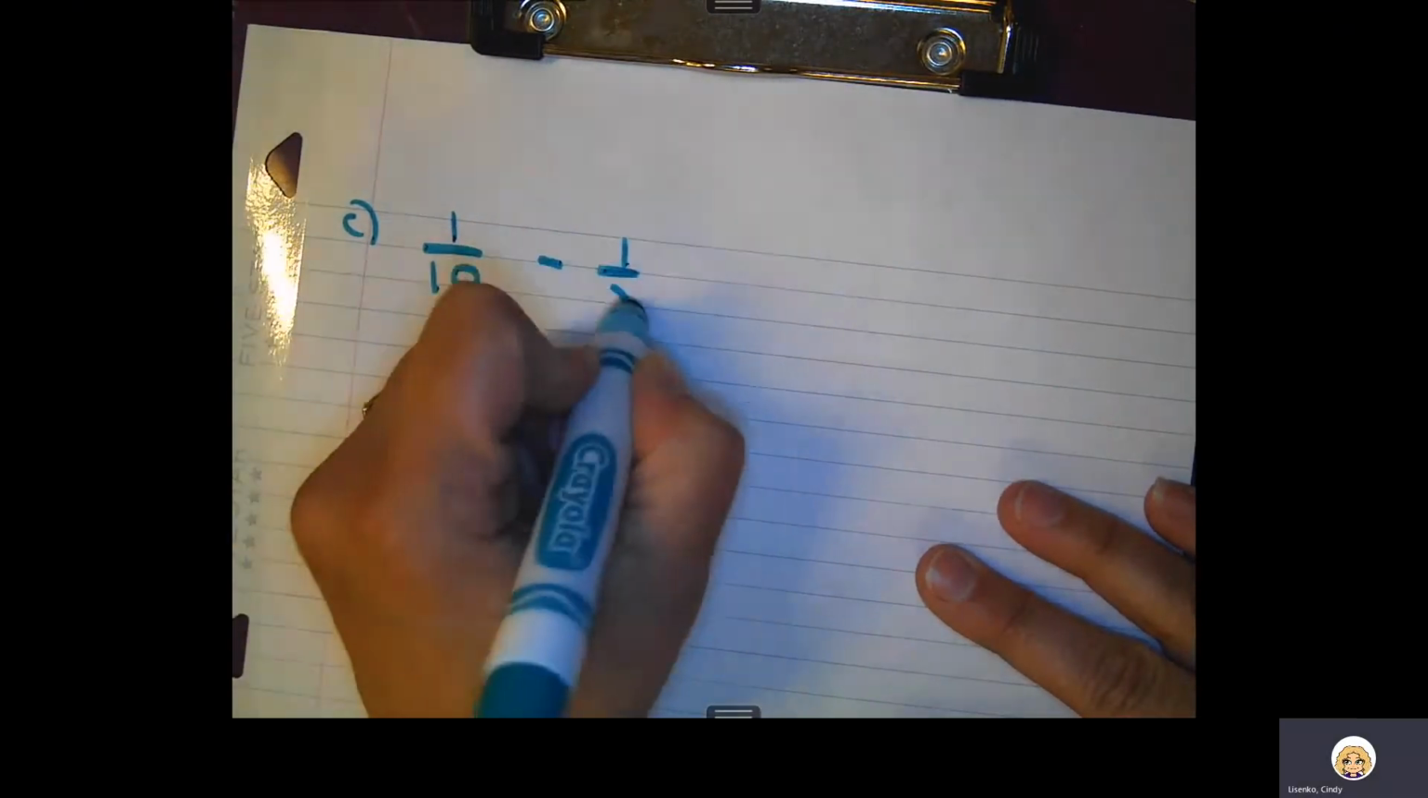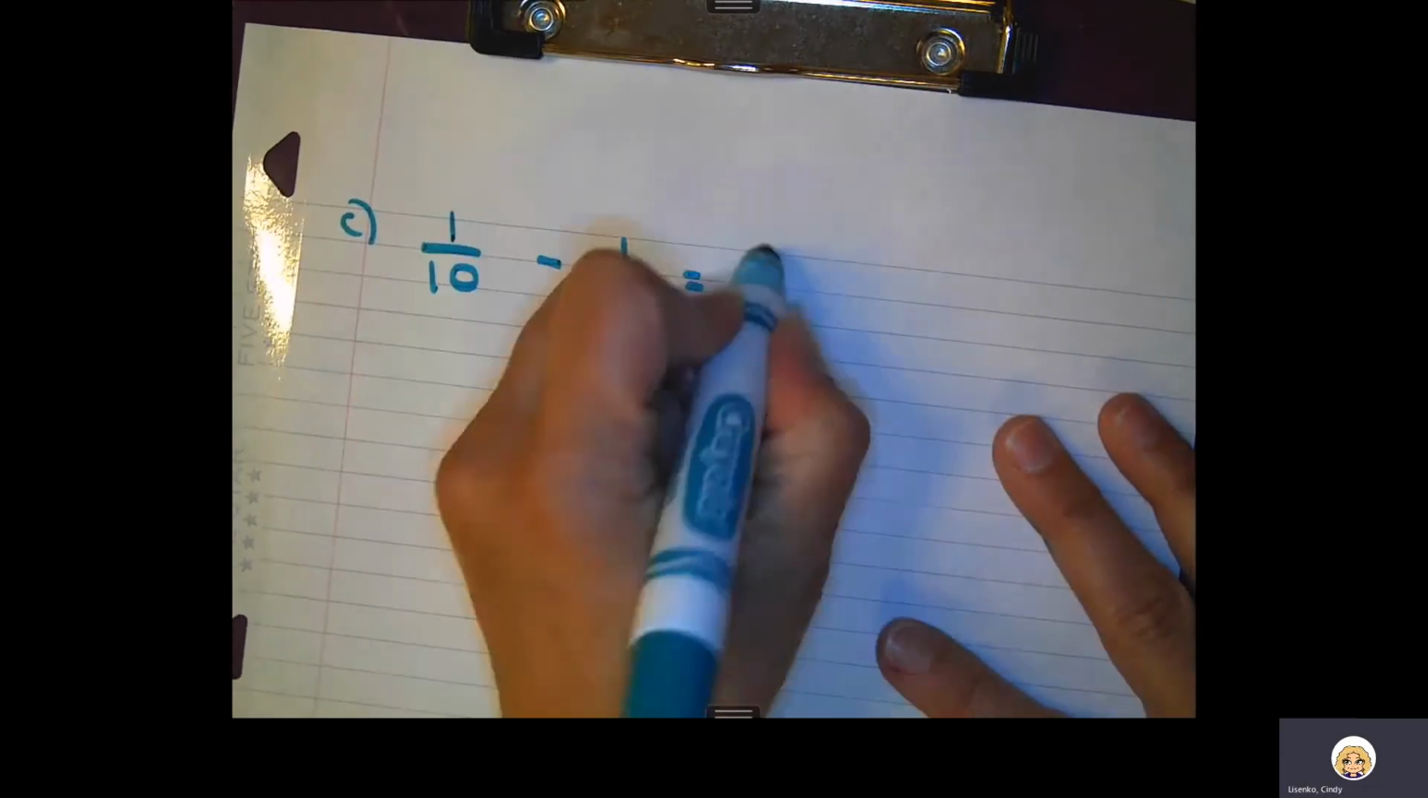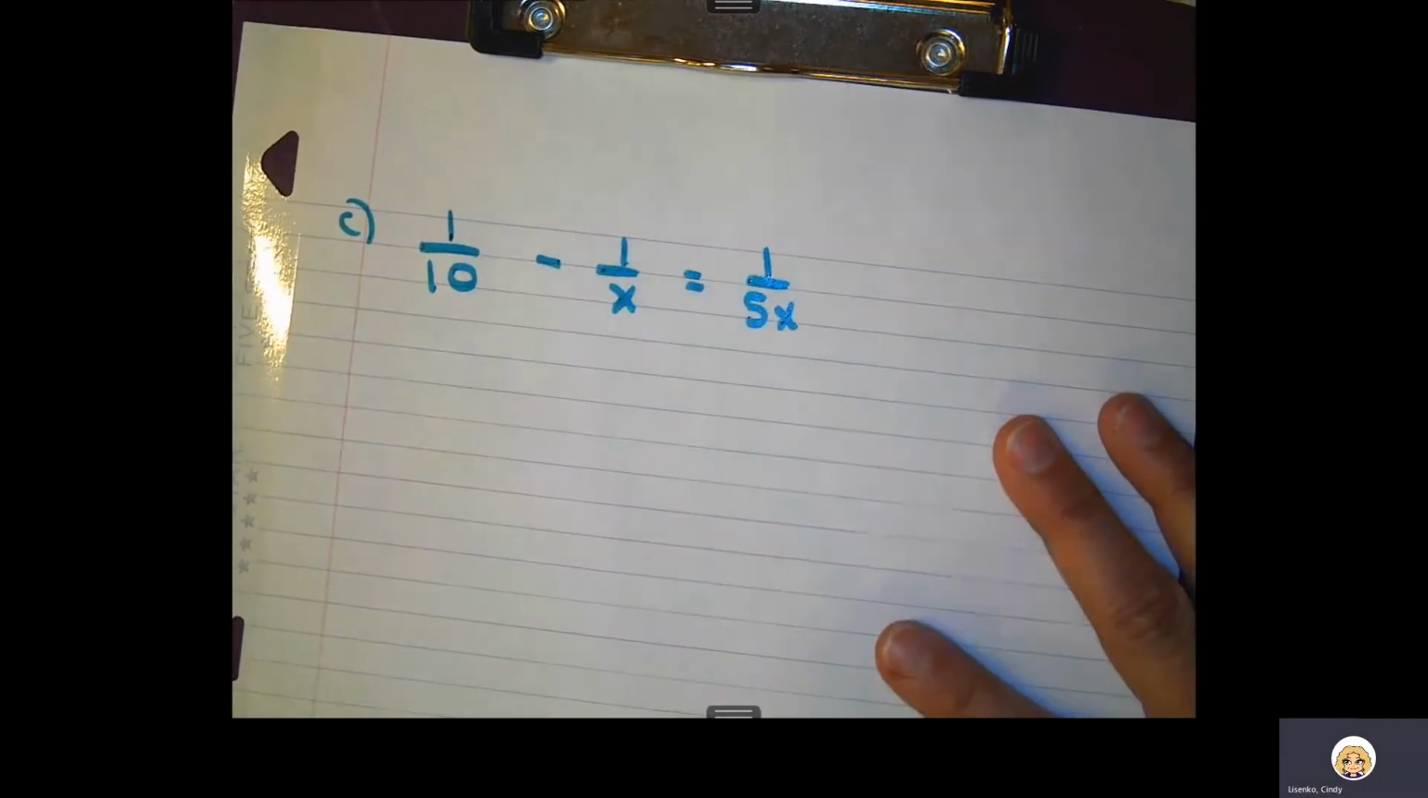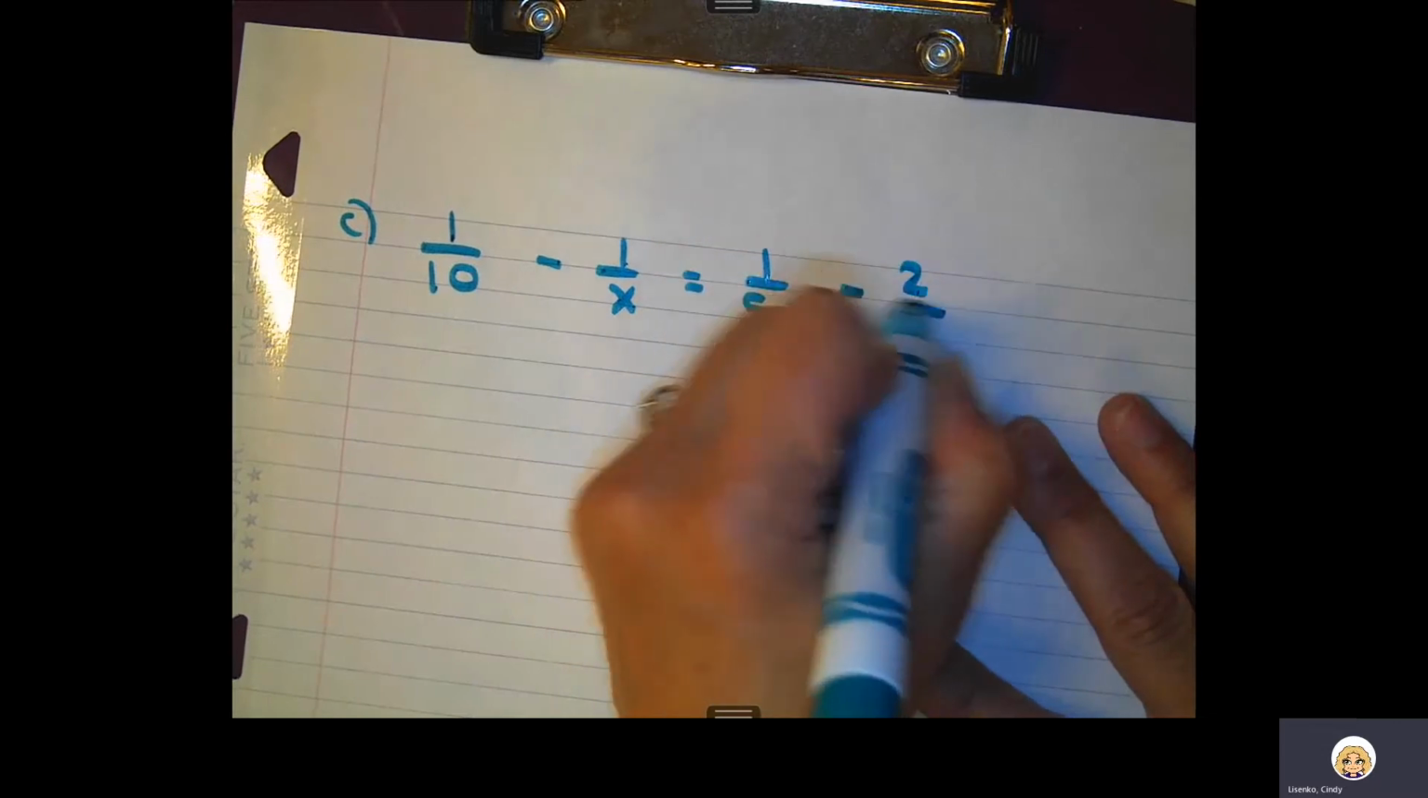Here we're going to have 4 fractions. So example C, last one. So we're going to have 1 over 10 minus 1 over x equals 1 over 5x minus 2 over x squared.